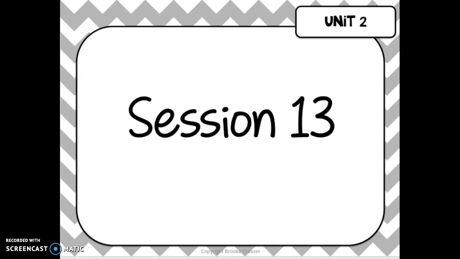This is session 13, and today we are going to pick up where we left off as far as our writing, where we yesterday had a chance to work on our actual drafting of the story. But today we need to work on our introduction and conclusion of our story. Our session 13 is all about the beginning and the end.